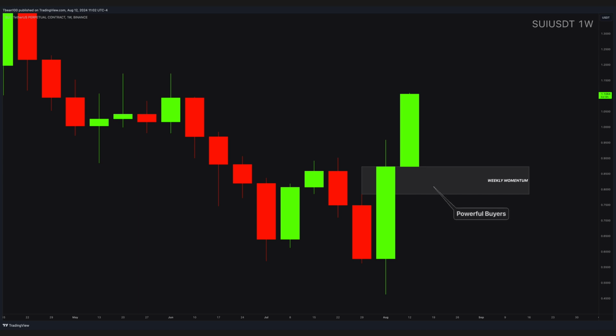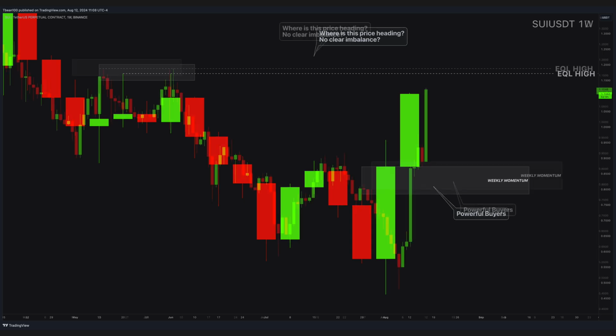We had this great large momentum imbalance, which indicated to me buyers love this coin and try to push it hard as much as possible. But the main question was this: where was this coin heading? I did not clearly see any imbalance. What I have noticed is this perfect equal highs above. This was the closest and the most obvious target to hit nowadays.